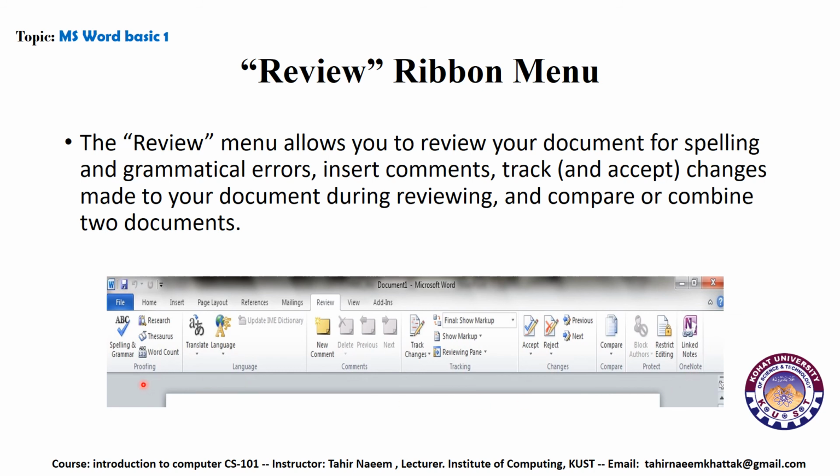So proofing means we correct spelling mistakes or grammatical mistakes, like spelling, grammar, research, thesaurus or word count, while in language we set the language of the document. Through comments we can insert different comments, while in tracking we can track our document. In changes we apply whether it is the final version of the document, or we forward it for further changes. Compare is for if you want to compare two or more documents, while protect means that we want to insert some restrictions on the document.